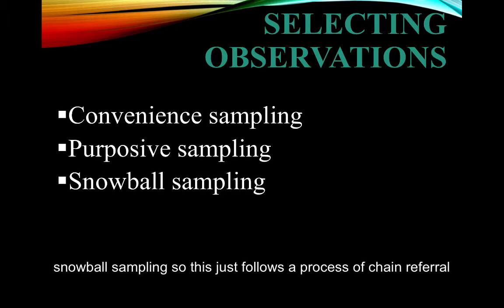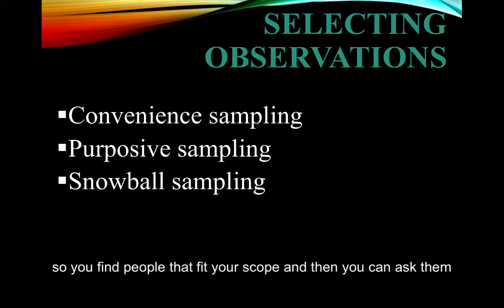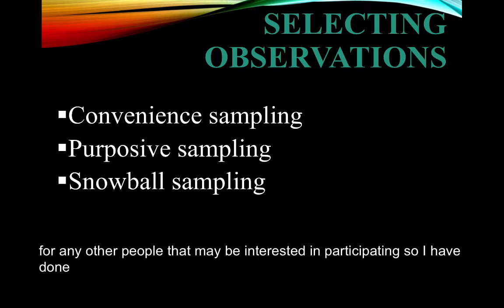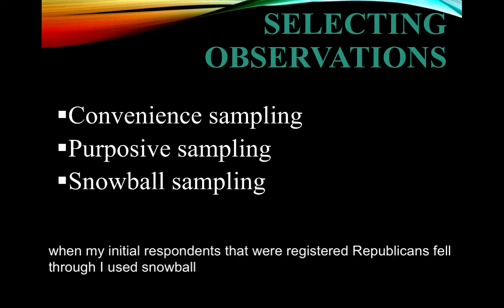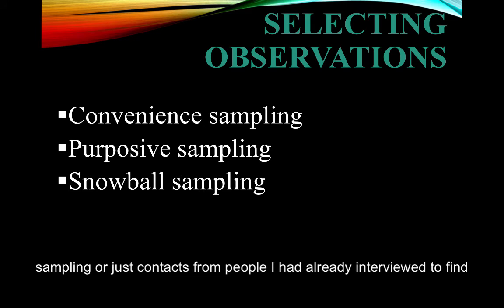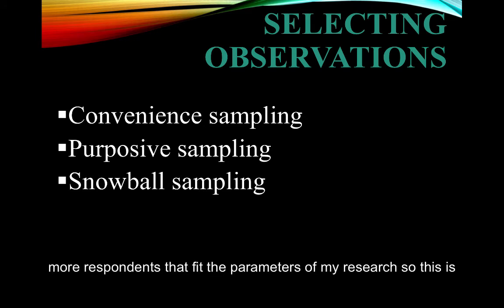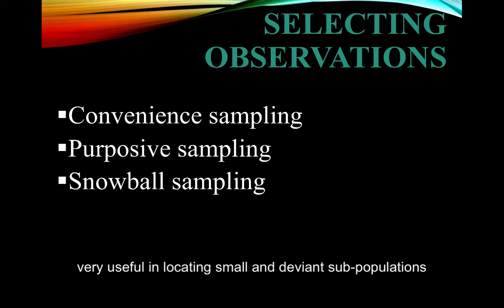So this just follows a process of chain referral. So you find people that fit your scope, and then you can ask them for any other people that may be interested in participating. So I've done this approach before in my own research on political party affiliation. When my initial respondents that were registered Republicans fell through, I used snowball sampling, or just contacts from people I'd already interviewed, to find more respondents that fit the parameters of my research. So this is very useful in locating small and deviant subpopulations.